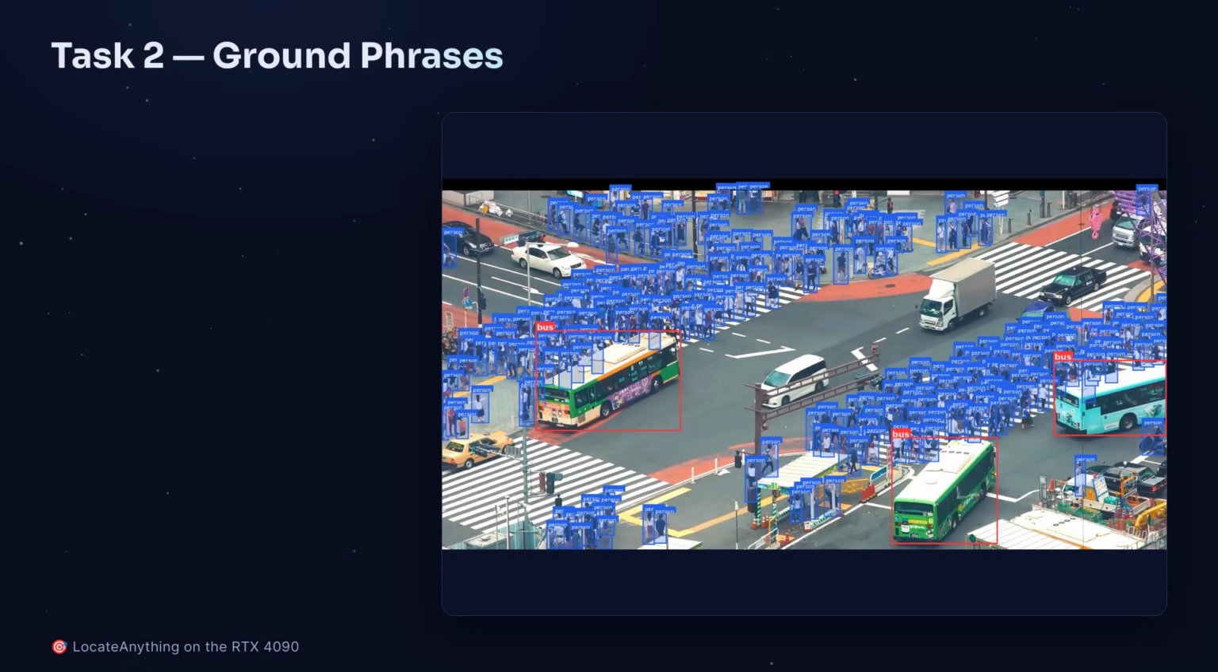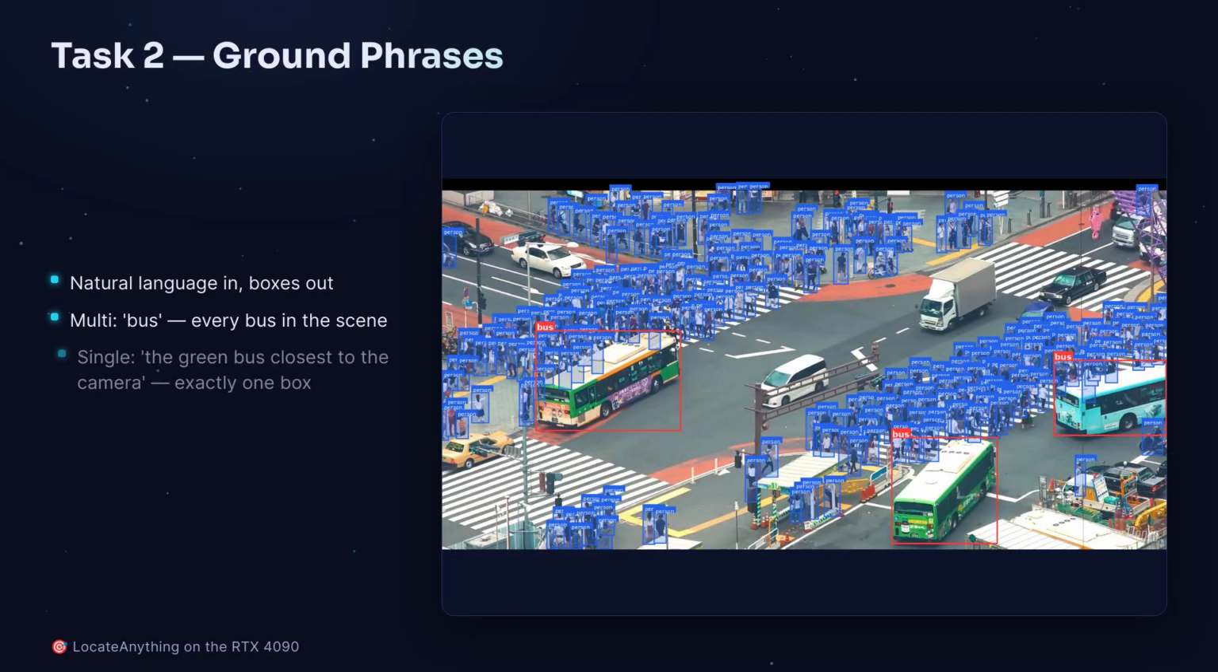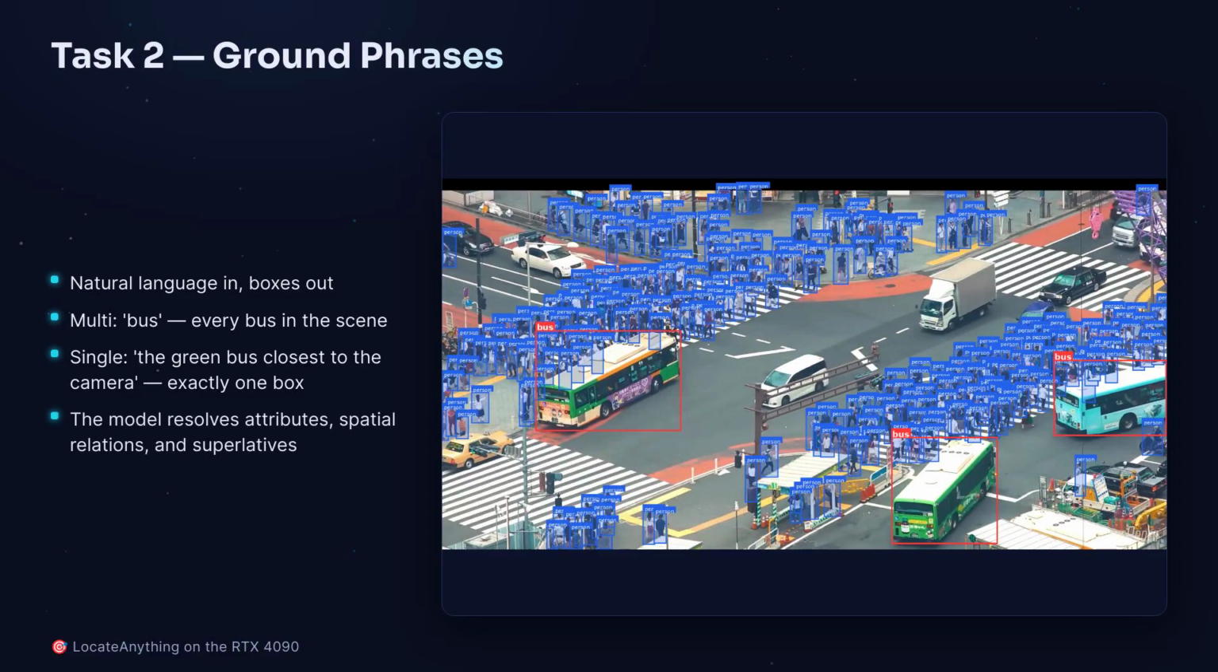Task 2. Phrase grounding. Instead of fixed category names, you speak naturally. Ask for bus in multi-mode, and every bus in the scene gets a box. Here it found 3. But the single mode is where it shows off. Ask for the green bus closest to the camera, and the model has to understand color, understand depth, compare candidates, and hand back exactly 1 box. That's real language understanding driving real geometry, attributes, spatial relations, and superlatives all resolved inside 1 forward pass.